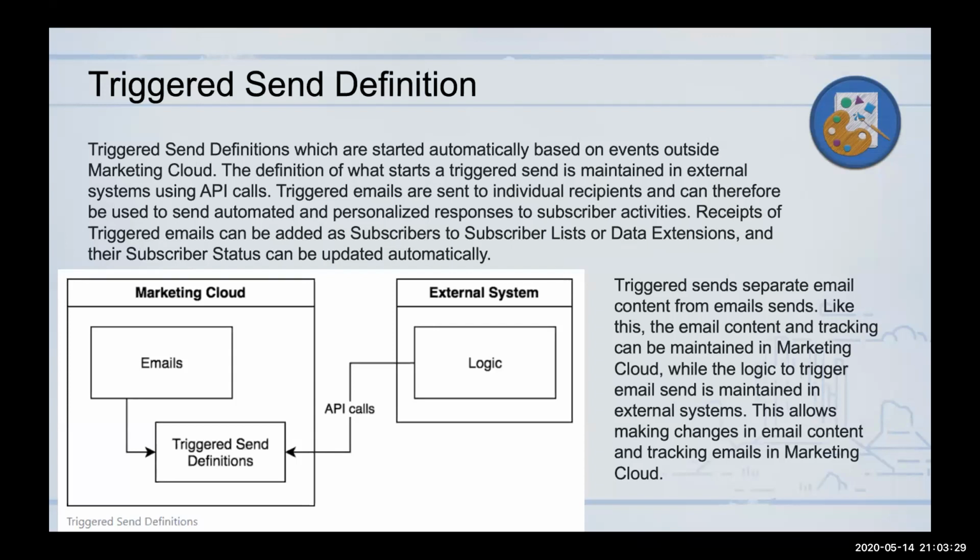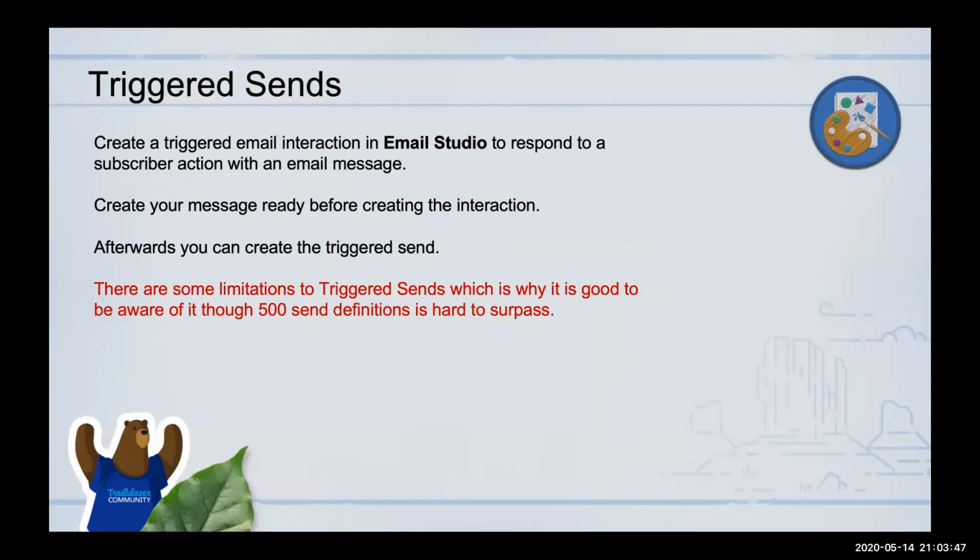So here's some examples. Here on the left-hand side, you have Marketing Cloud, the emails, the triggered send definitions, then the API calls that bring in the logic for that triggered send definition. Triggered sends: create a triggered email interaction. So it's all in Email Studio, and it responds to a subscriber action within an email message.